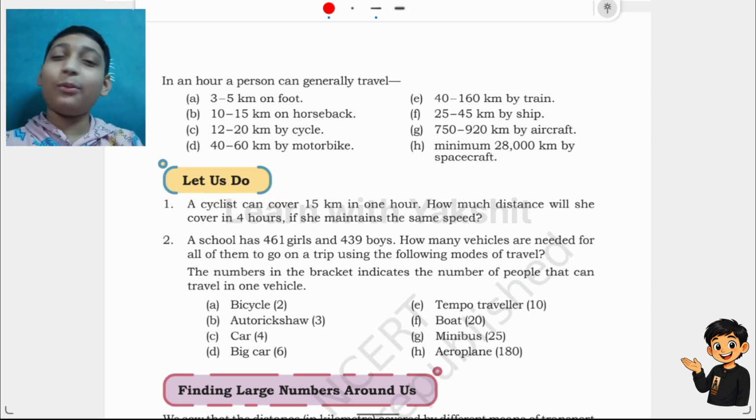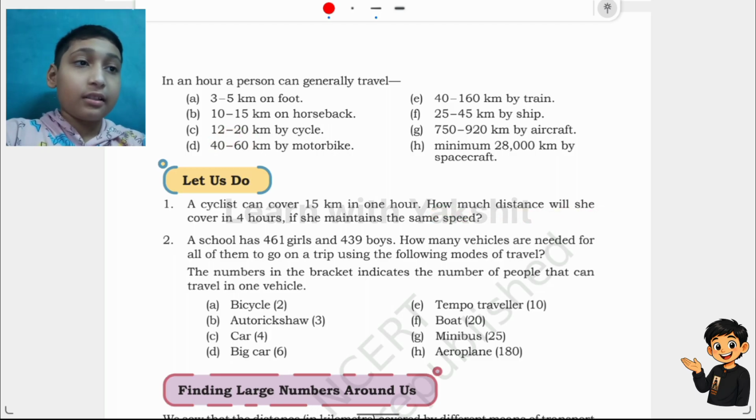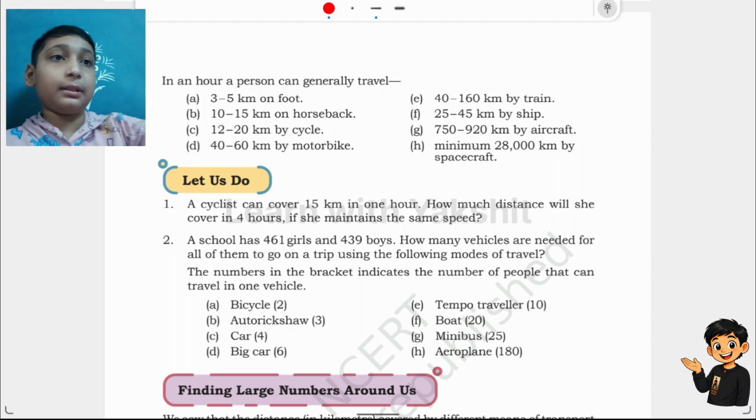Now, let us do one. A cyclist can cover 15 kilometers an hour. As we see, this is the average. How much distance will she cover in 4 hours if she maintains the same speed? Now, in this, there's a cyclist that is going 15 kilometers an hour. Then we have to see how much distance she'll cover in 4 hours. Now, to do that, we have to do a word problem.